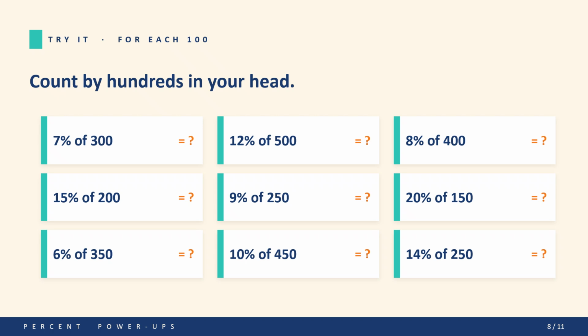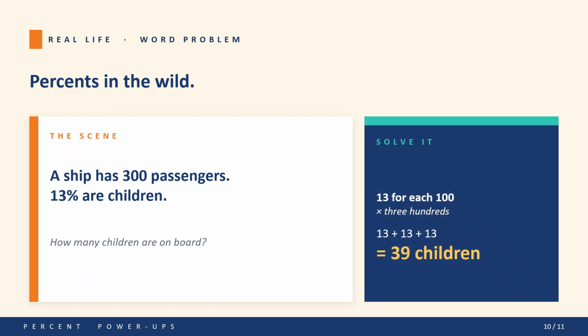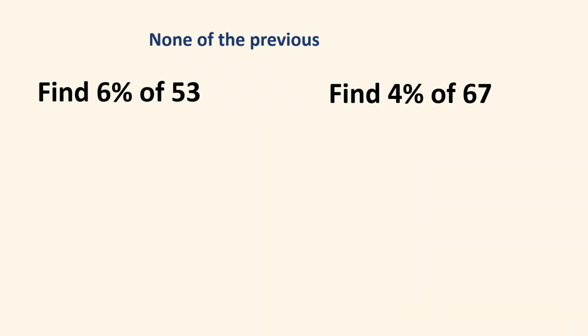Now, let's see. What if we can't? This is a weird problem. A ship has 300 passengers, 13% are children. How many children are on board? It's just 13% of 300. So it's 13, 13, 13, 3 times. So it's 39 children.